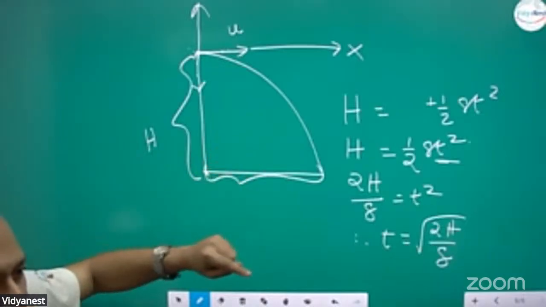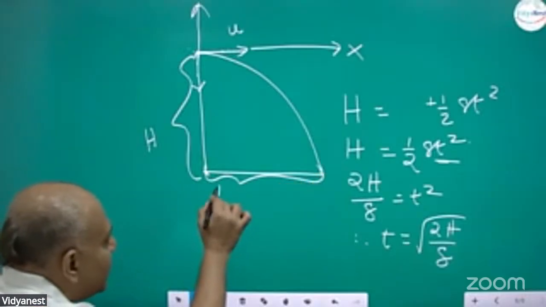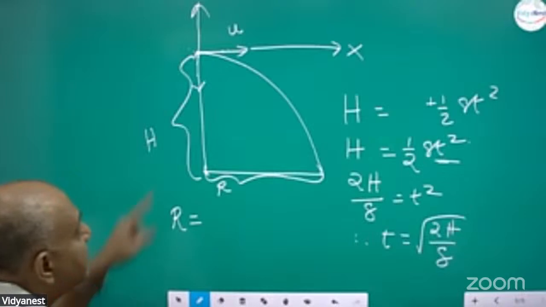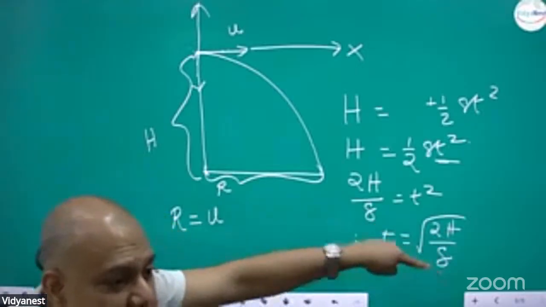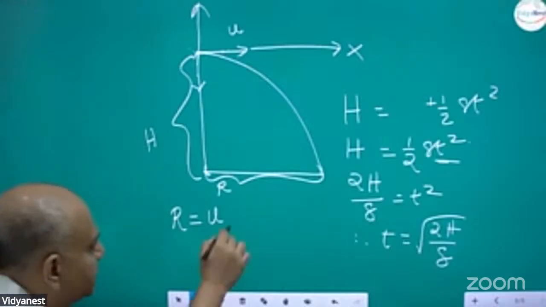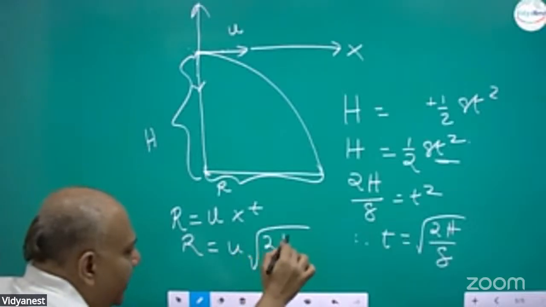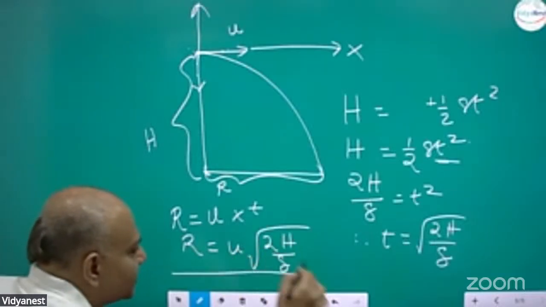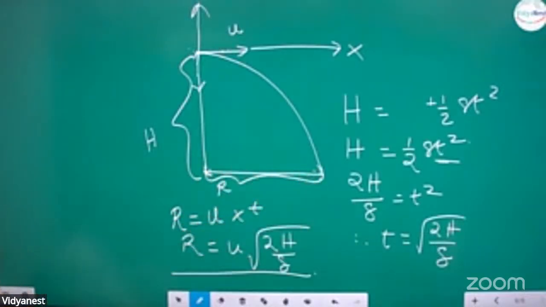So this horizontal displacement, suppose the range r, we can write as u, the horizontal velocity, into the total time required for the particle to reach the ground, which we previously found. So r is equal to u into root over 2h by g. This is the result, this length. Understood properly, Saurabh?